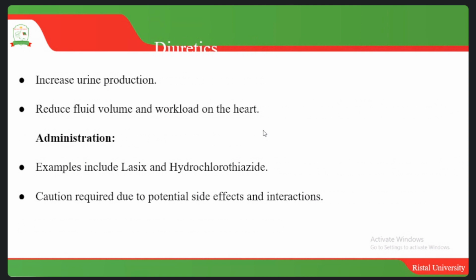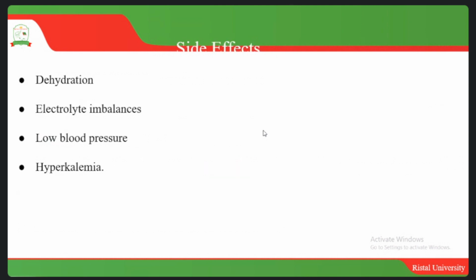And then caution should be required due to potential side effects and interactions. So you need to know the interactions of these drugs. How do they interact if you give more than one drug to your patient, and what kind of side effects can be there? Are they fatal, or are they minor? So you have to look at that in relation to even this Lasix, because the patient can end up passing a lot of fluids and get dehydrated, and this can even affect the heart.